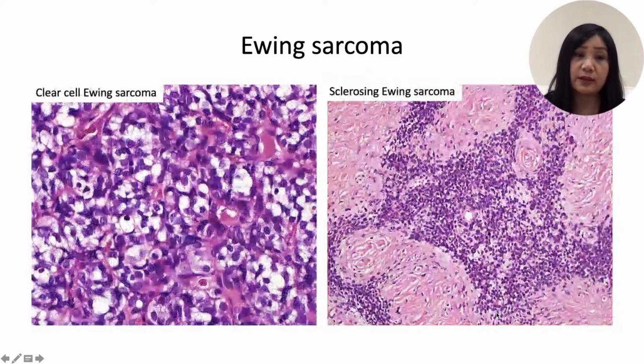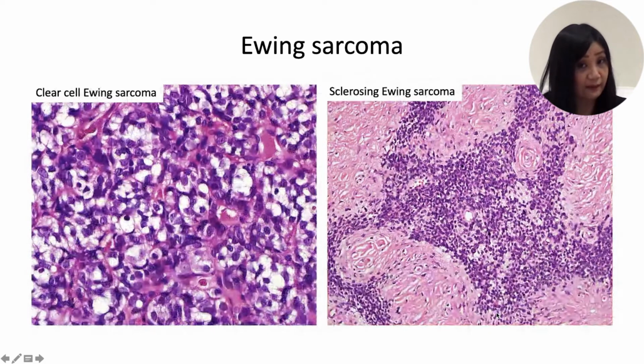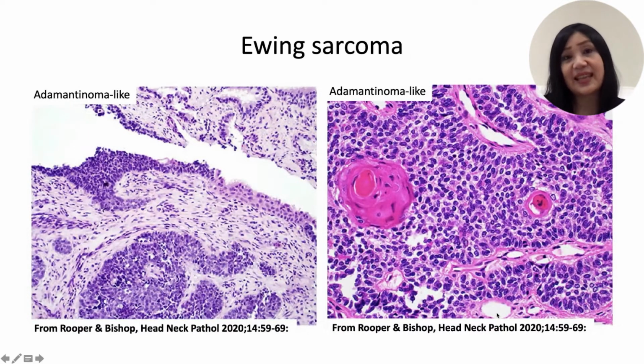Just other variants, Ewing sarcoma can have clear cells. Ewing sarcoma can have a sclerosing picture resembling desmoplastic small round cell tumor. And then there is the category of adamantinoma-like Ewing sarcomas. And many of these occur in the head and neck. These are typified by standard Ewing fusion, so EWSR1 with FLI1. But these tumors typically have focal epithelial differentiation with keratinization and are positive for epithelial markers. So it's yet to be known whether these represent a distinct subgroup of tumours distinct from Ewing sarcoma.